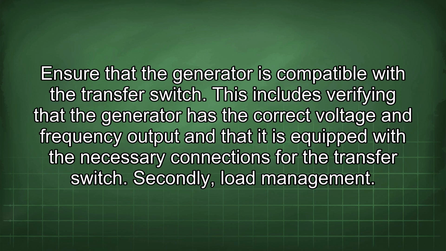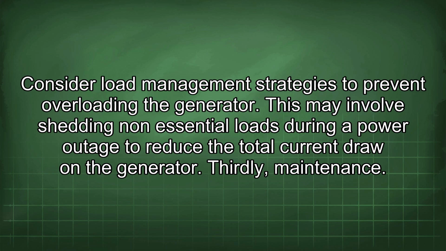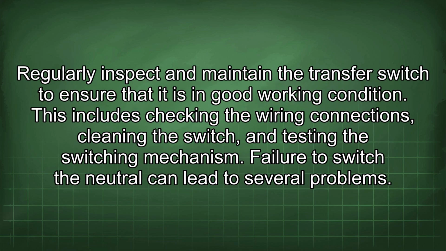Secondly, load management. Consider load management strategies to prevent overloading the generator. This may involve shedding non-essential loads during a power outage to reduce the total current draw on the generator. Thirdly, maintenance. Regularly inspect and maintain the transfer switch to ensure that it is in good working condition. This includes checking the wiring connections, cleaning the switch, and testing the switching mechanism.